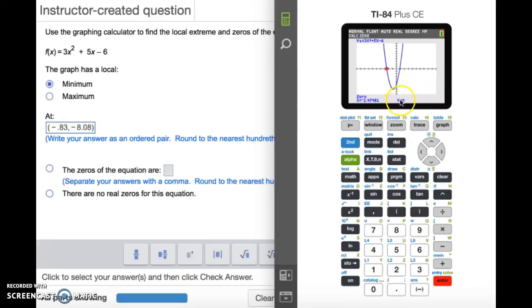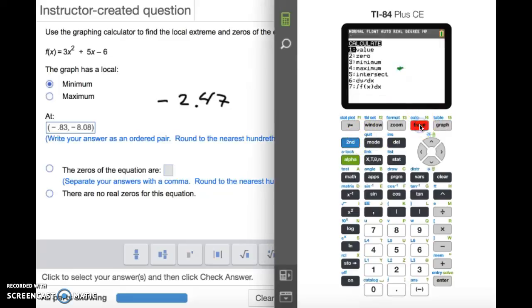So I don't need the y value. I just need this negative 2.47. And now I need to work on my other 0. So I'm going to erase this one. And I want to work on this 0 over here. So I'm going to go through those same steps.